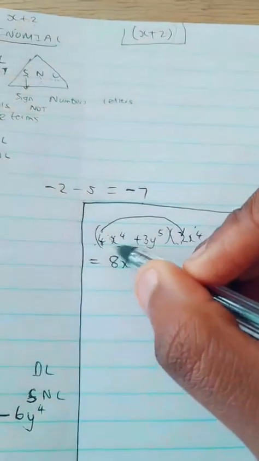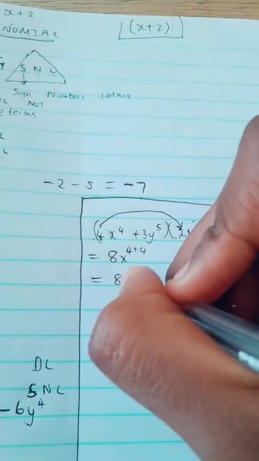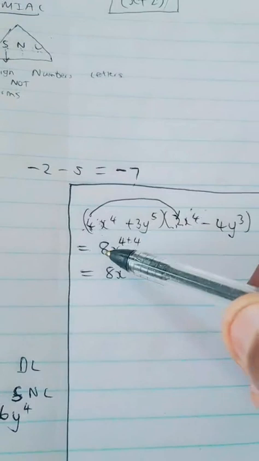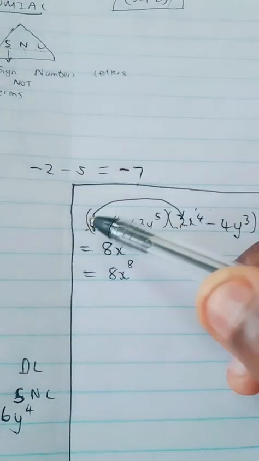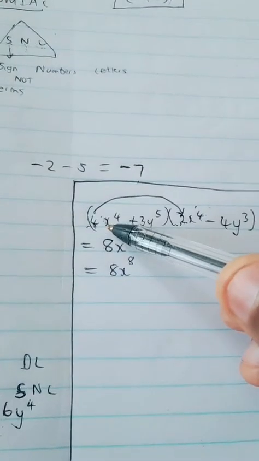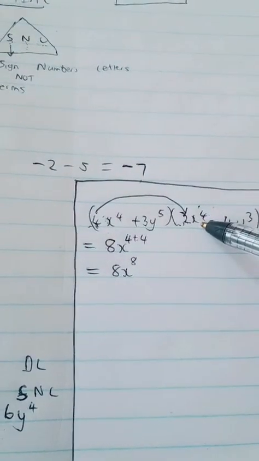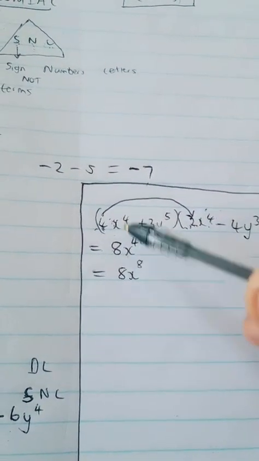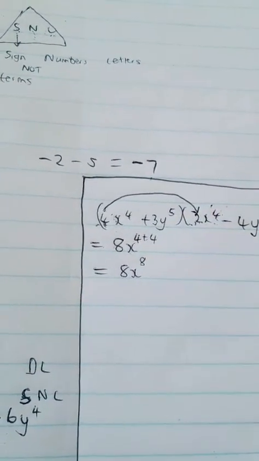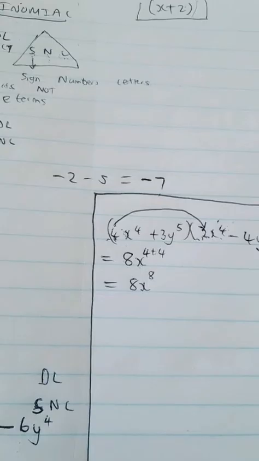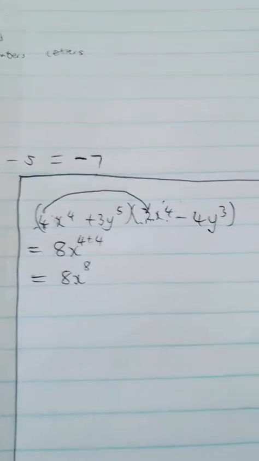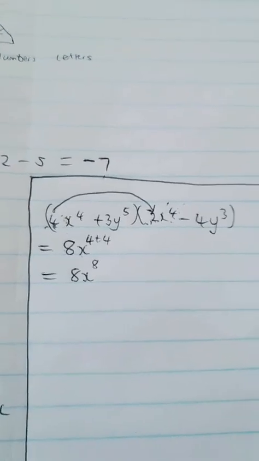Okay, so 8x to the power 4 plus 4, which would basically give us 8x to the power 8. Hopefully we understand that, please, people. We multiply the sign, positive times a positive is positive. We multiply the numbers, 4 times 2 is 8. When we multiply the letters, when bases are the same for exponents, we keep the base, we add the exponents. We don't multiply the exponents, we add them. That's why we get 8x to the power 8. Are you with me? Hopefully we are on the same page here.